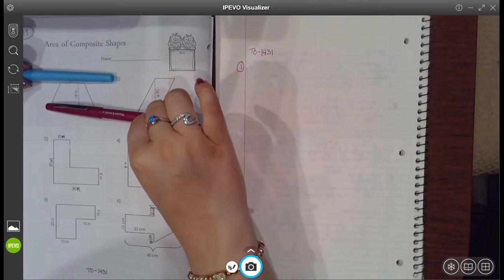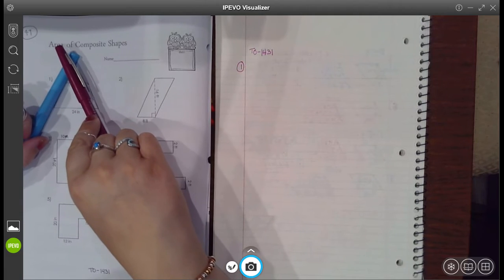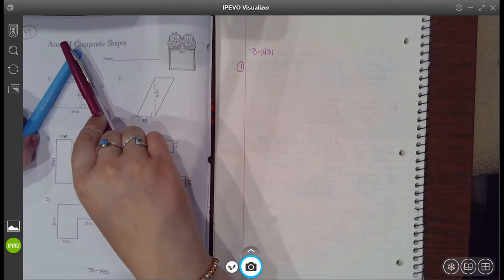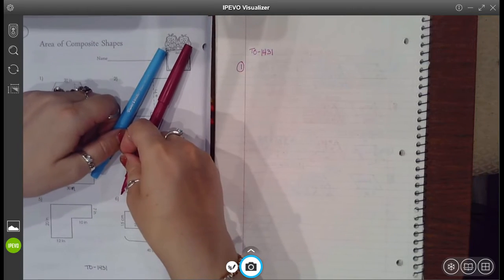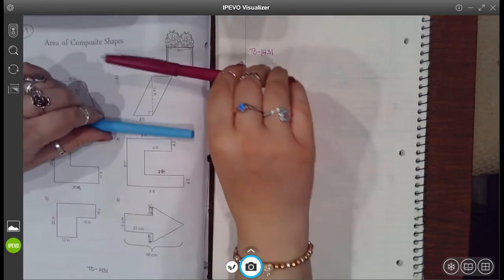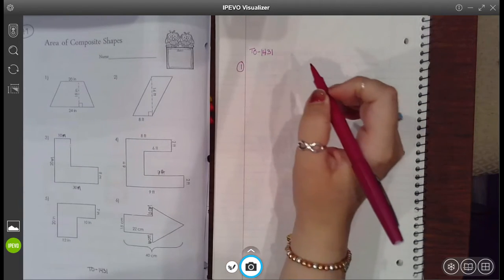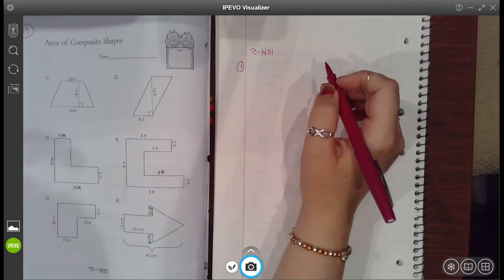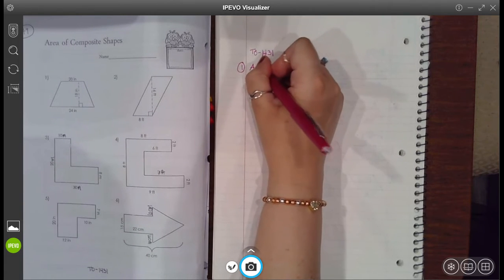Meaning, yes, these two sides are parallel, but if I extend these two sides, they intersect right there. So in order to be a parallelogram, all sides need to be parallel, like this one. These are parallel, and those are parallel. So that's a parallelogram. This one's a trapezoid. So then once you decipher what shape it is, write down the area formula for that specific shape.